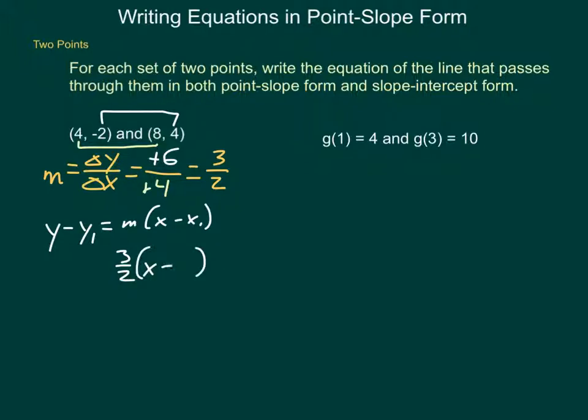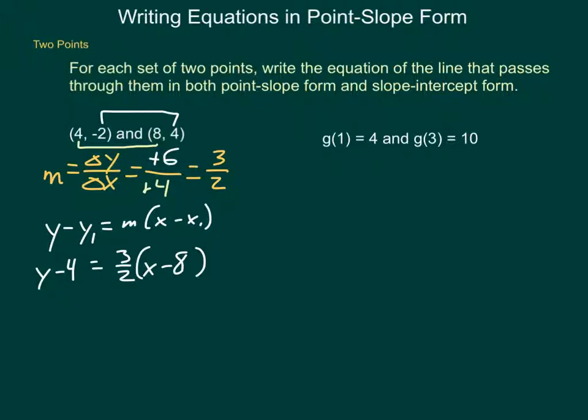X minus, and on the other side my equal sign, y minus. Now I can use any point that I know lies along this line. So either (4, -2) can act as my x and y, or (8, 4) can act as my x and y. Since I like working with positive numbers better, I'm going to use (8, 4). So inside of the parentheses I get x minus 8, and then y minus 4. So this is the point-slope form of the equation.